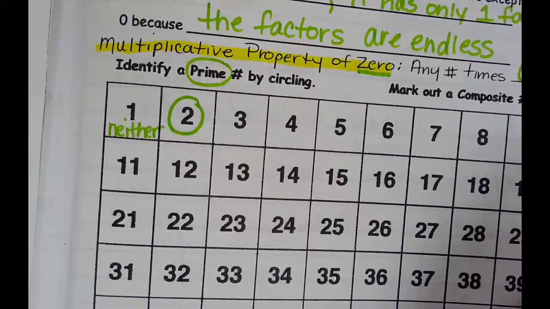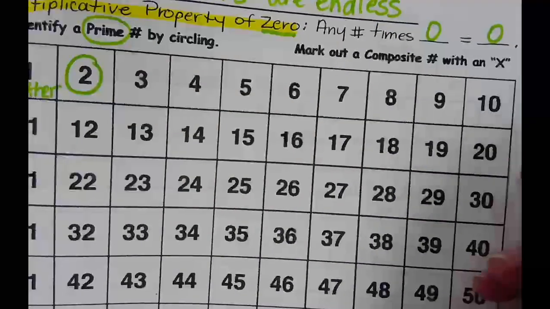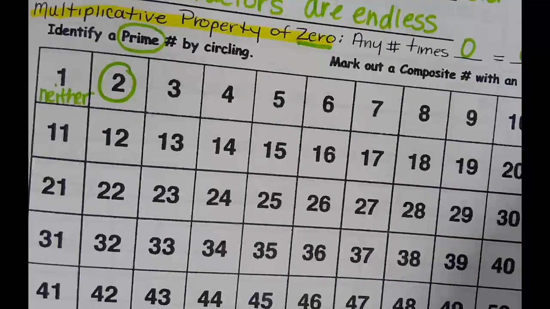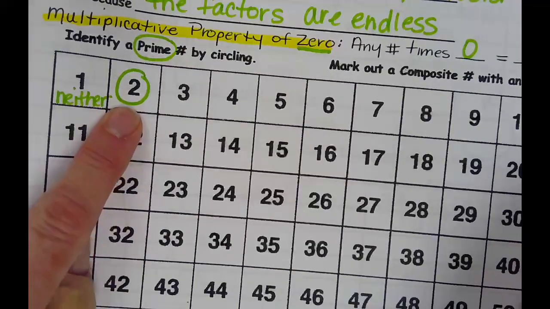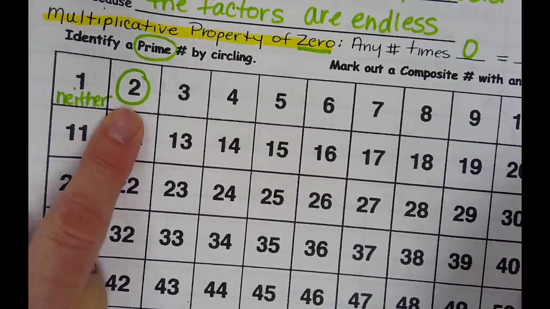It's an even number. We know that even numbers are divisible by 2. If it's divisible by 2, it means it's going to have more than 2 factors, making it what? Composite. So if I have times 1, I have 2. What about times 2?